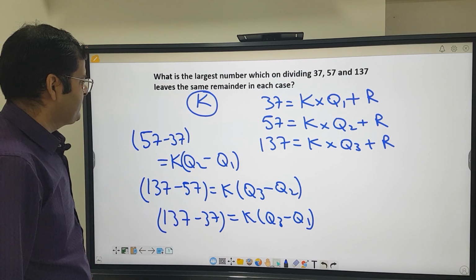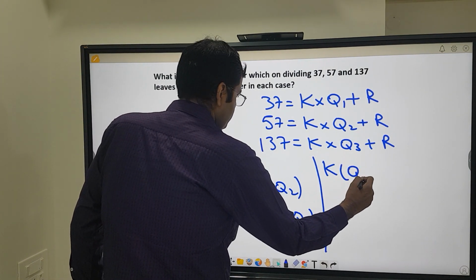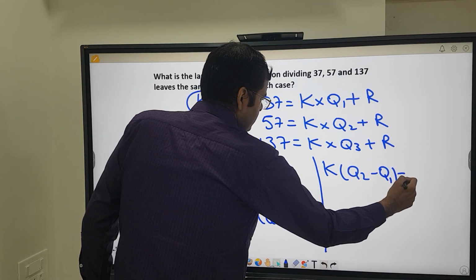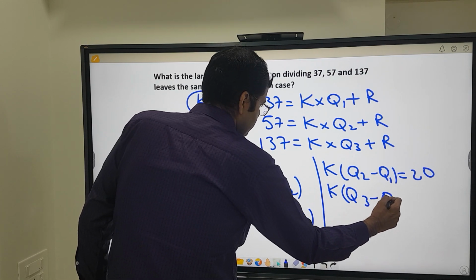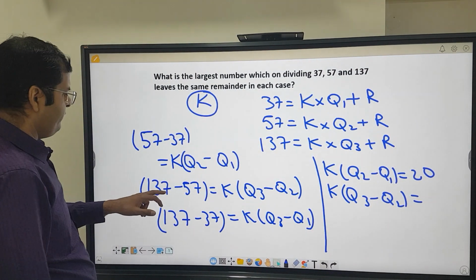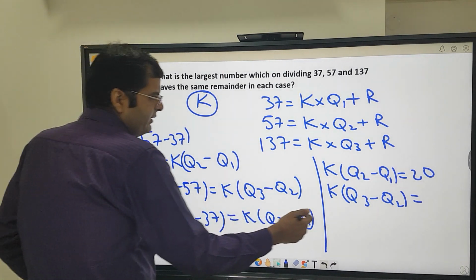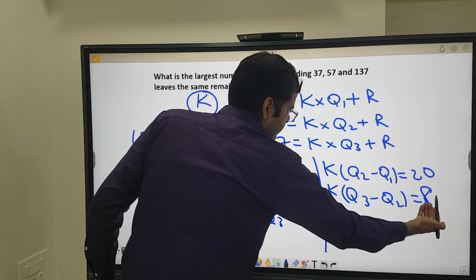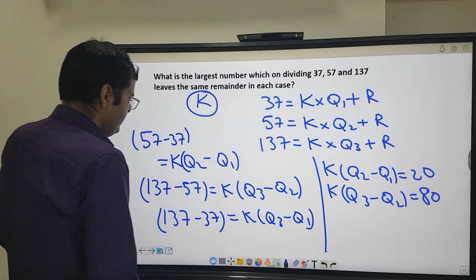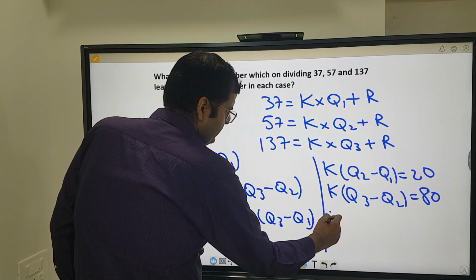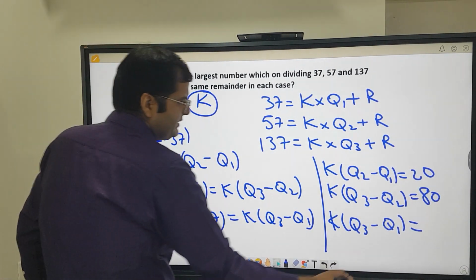So what is 57 minus 37? That is 20. So I'll quickly write over here: k into Q2 minus Q1 is equal to 20. Then k into Q3 minus Q2 will be 137 minus 57, so it will be 50 and 30 is 80. So it is 80 here. And finally k into Q3 minus Q1 will be 137 minus 37, which is 100.